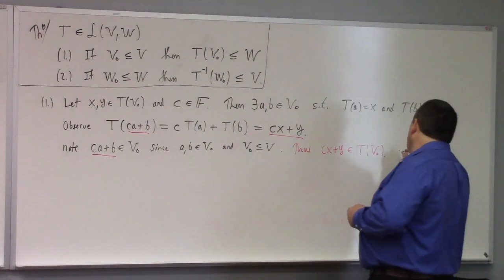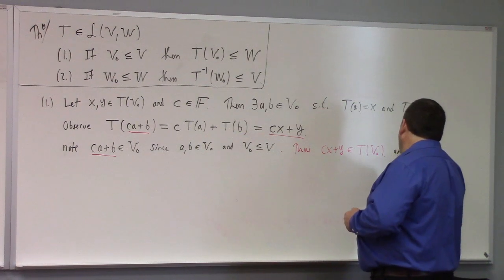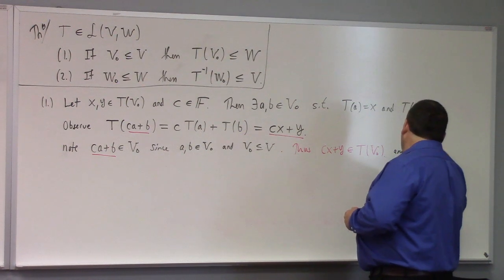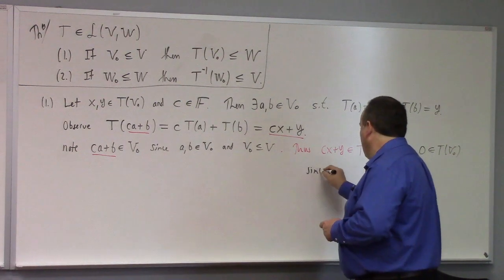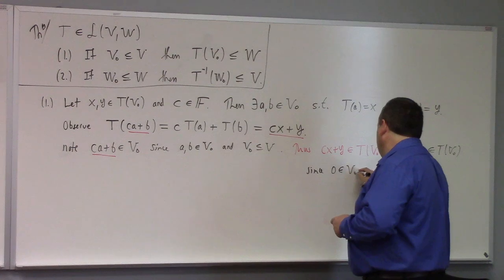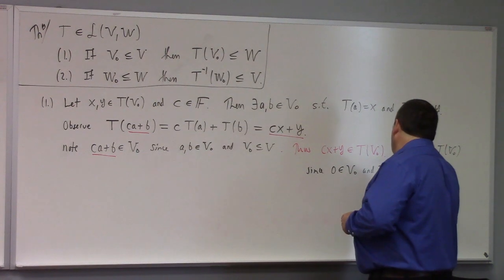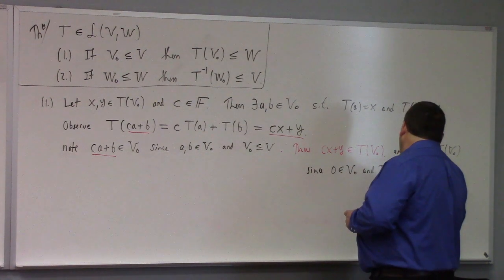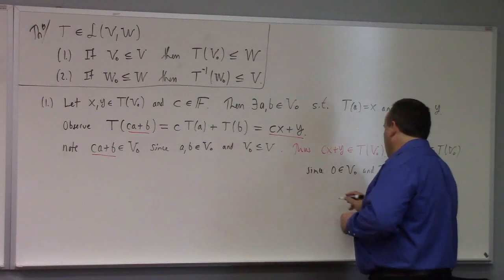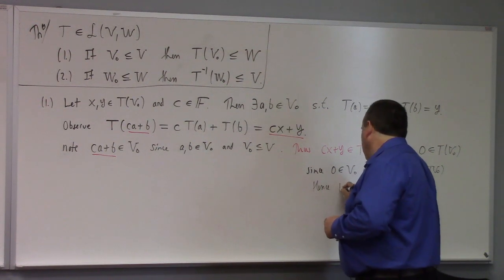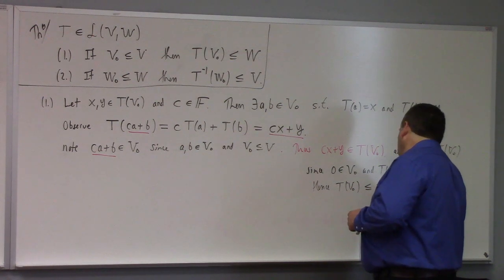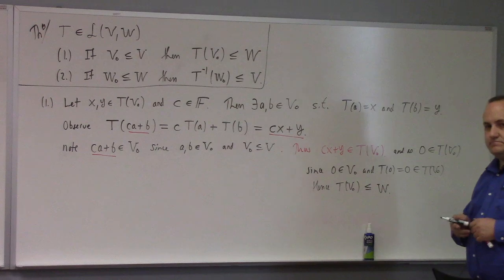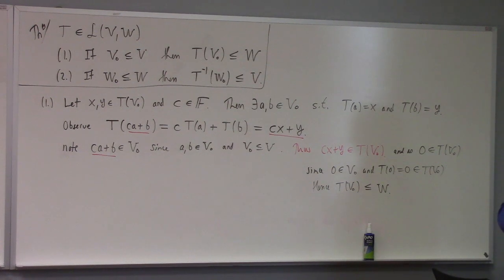So, as 0 is an element of V naught, and T of 0 is equal to 0, 0 is an element of T of V naught. Hence, T of V naught is a subspace of W. So that's how the proof of 1 goes.